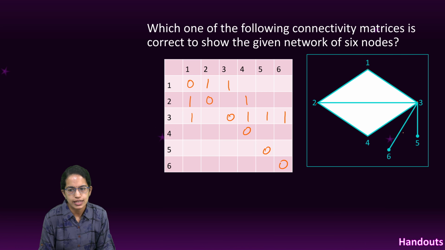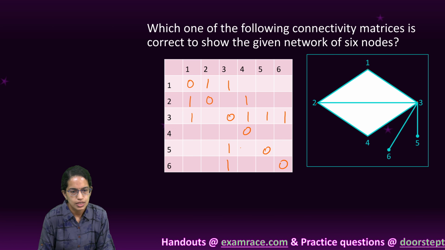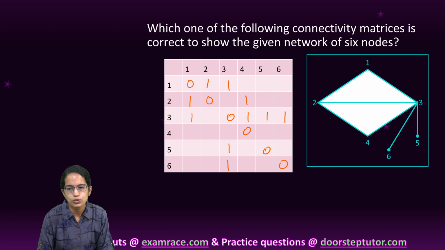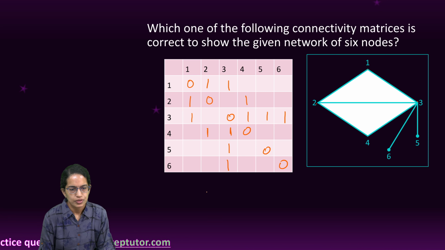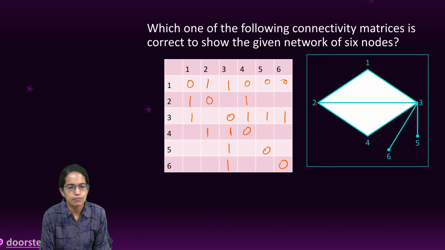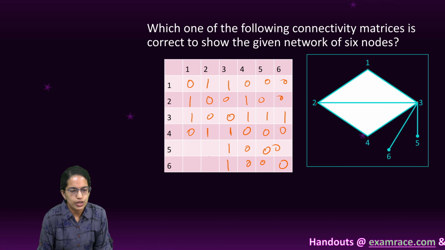Now 6 is connected to 3. 5 is connected again to 3. Clear? Then 4 is connected to 2 and 3. Now, the remaining ones I'll simply fill 0. Now, in the choices there would be 4 different tables which would be given to you. You would have to identify which is the correct one.